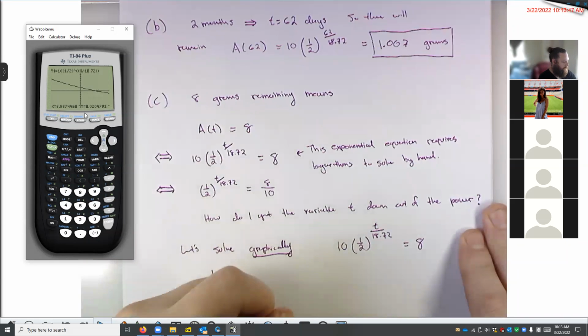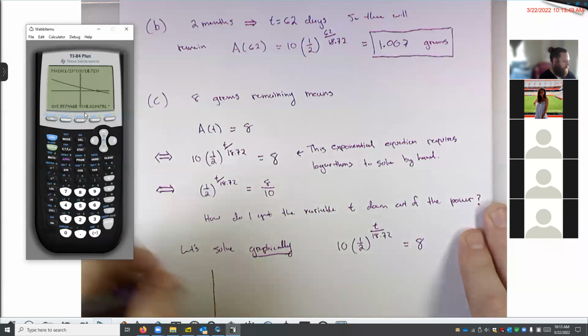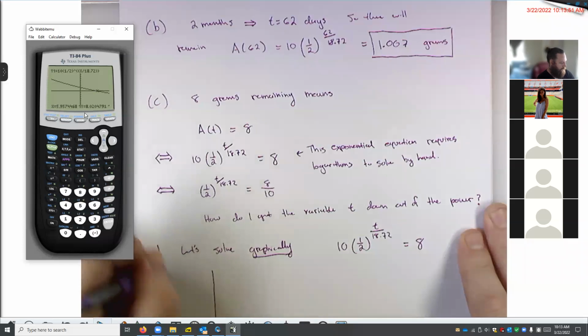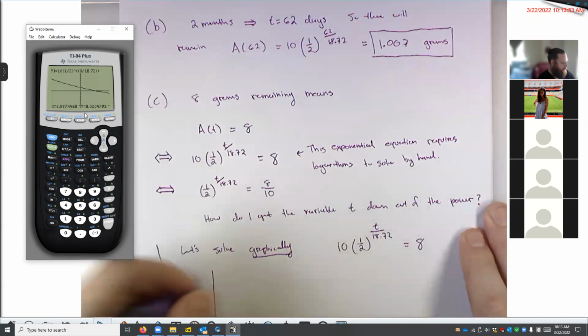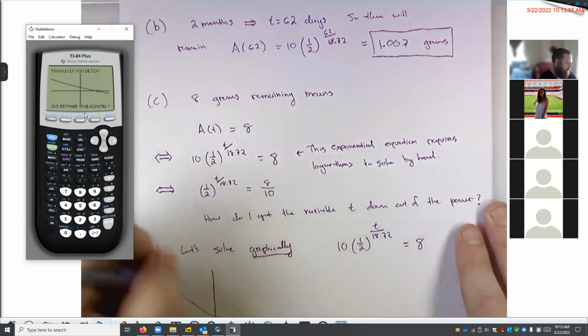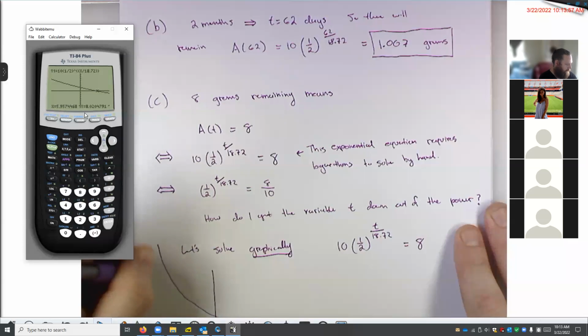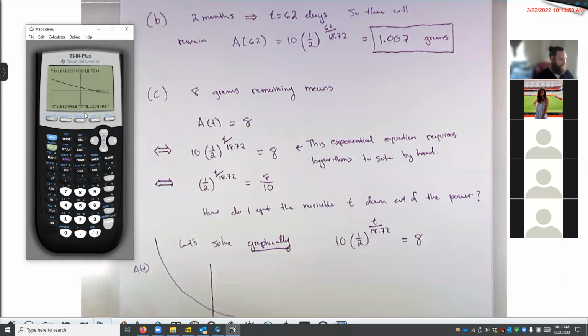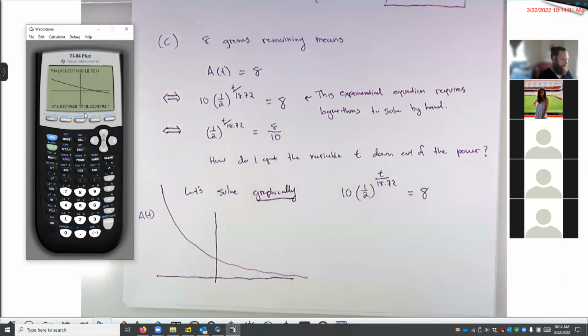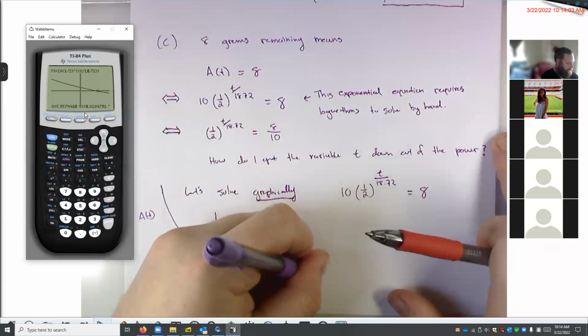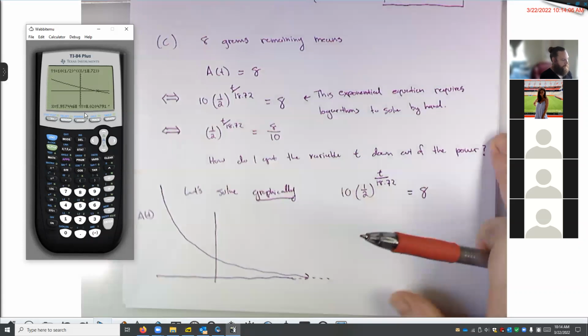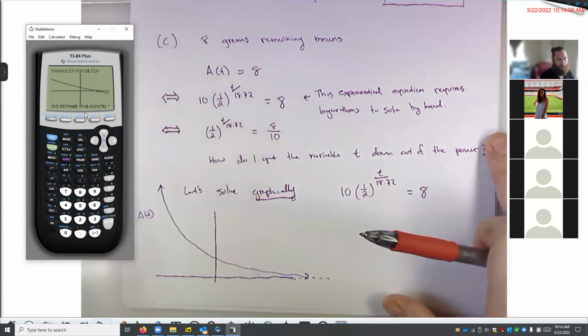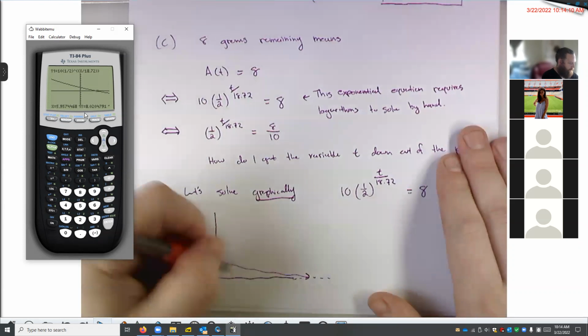I'm going to sketch these really quickly. Here's the function A of t, like this. Same decaying exponential shape. And here's the line y equals 8.